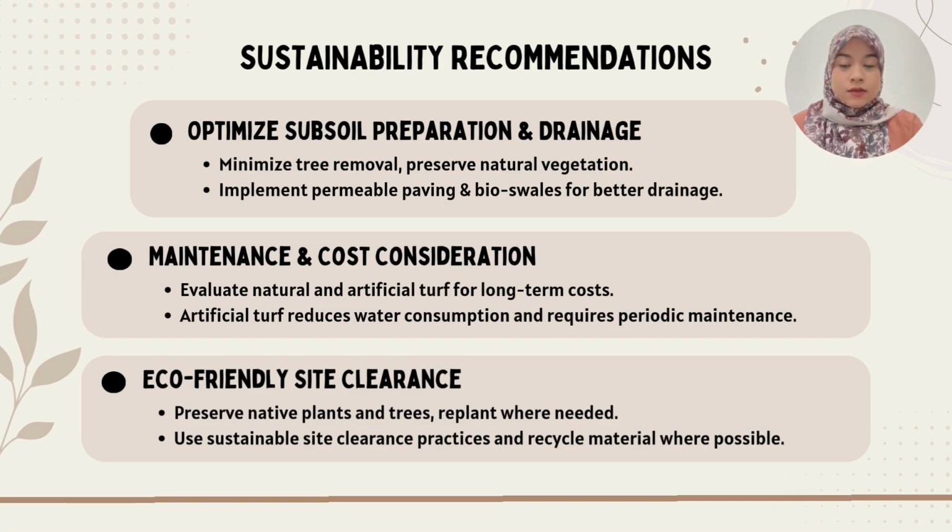So next is the sustainability recommendation. So first is to optimize the subsoil preparation and drainage. This is to minimize tree removal, preserve natural vegetation, and implement paving and bioswales for better drainage. Next is maintenance and cost consideration. This is to evaluate natural and artificial turf for long-term cost, and this artificial turf reduces water consumption. So lastly is eco-friendly site clearance, where this is to preserve native plants and trees and replant only when needed.